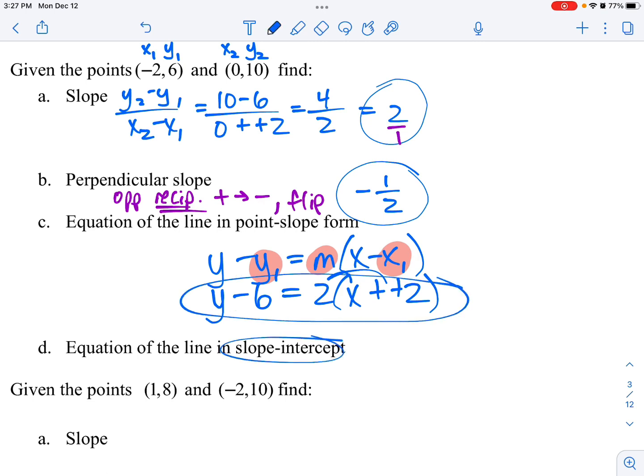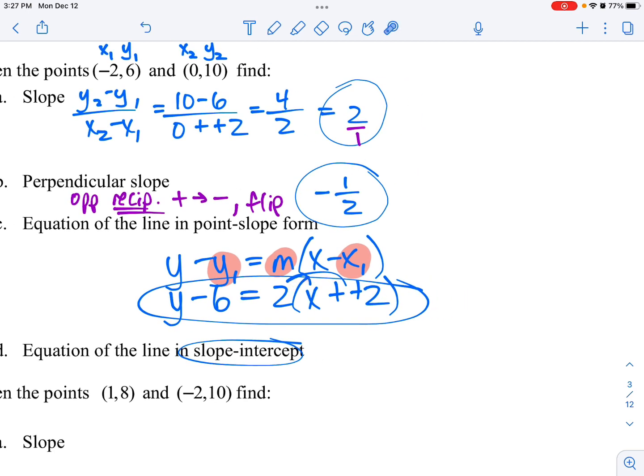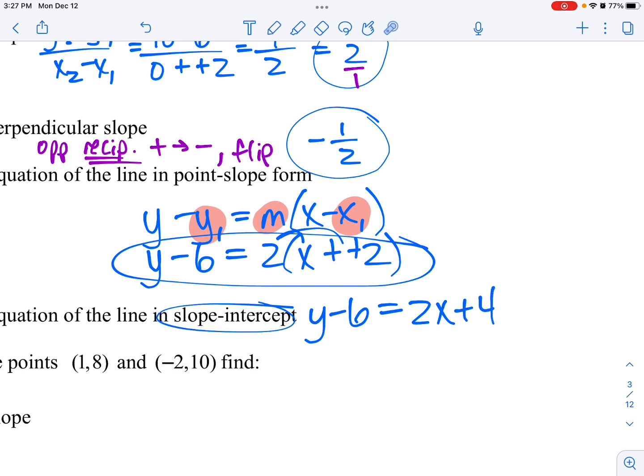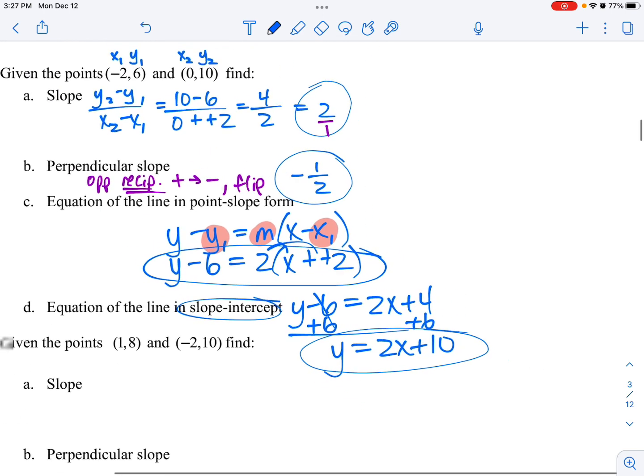But in order to get it into slope intercept, what I need to do is distribute and then combine my like terms. So when I distribute, I'm going to write y minus 6 equals, that's just this part, and distribute 2x, and 2 times 2 is 4. And then to get y by itself, all I need to do is add the 6 over. Y equals 2x plus 10. There is my slope intercept form.